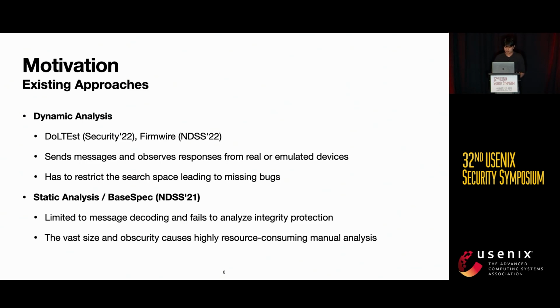Now, there were previous approaches that tried to tackle this. A majority of them, including Doltest and firmware, use dynamic analysis, which sends messages and observes responses from real or emulated devices. However, as not all messages can be tested, the search space had to be reduced, which eventually led to missing bugs. And there was also a static approach proposed in BaseSpec. However, this could only be used on message decoding and could not be applied to integrity protection. In addition, it also relied a lot on manual analysis.